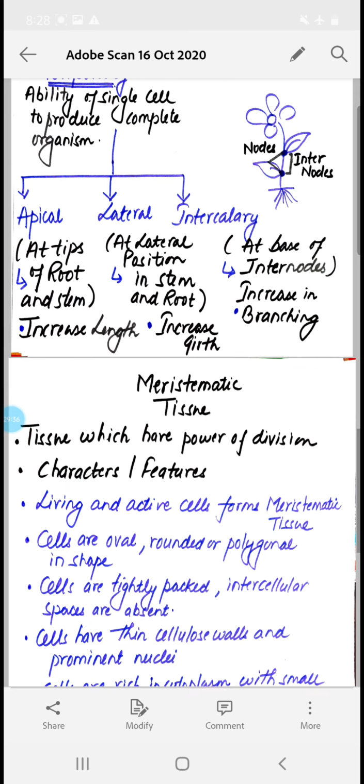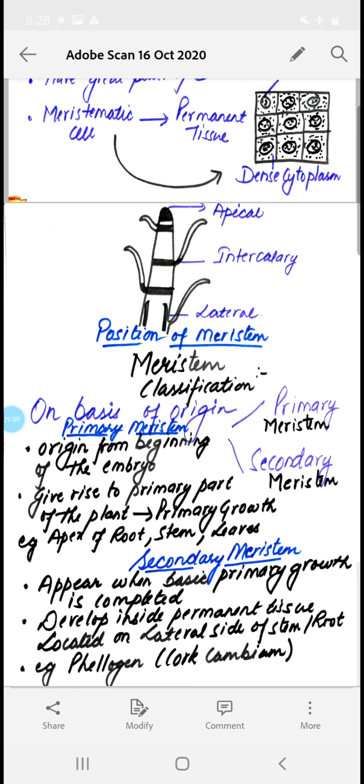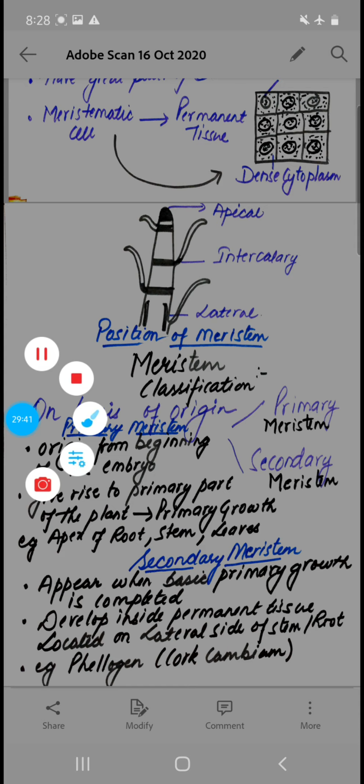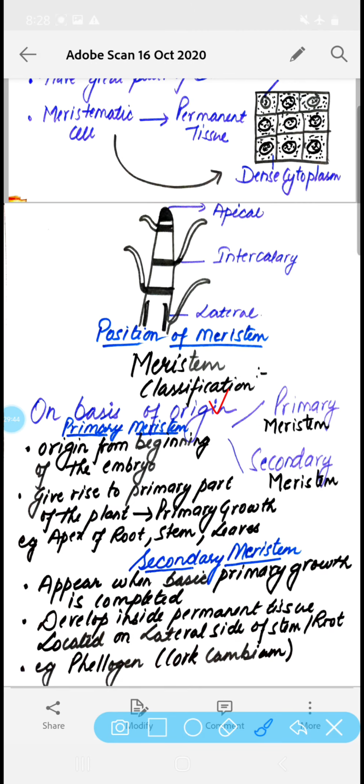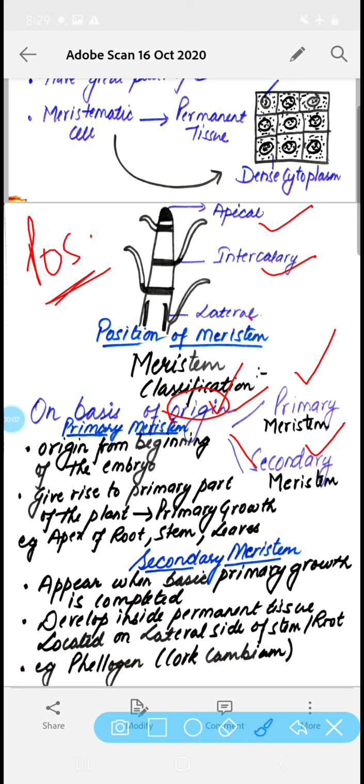Now let's move on to the next classification of the meristematic tissue, which is on the basis of their origin. So on the basis of origin, meristematic tissue, it is classified as primary meristematic tissue and secondary meristematic tissue. Okay, so on the basis of origin, meristematic tissue is of two type, and on the basis of position, it is of three types. Okay, so let us begin with the meaning of primary meristem.